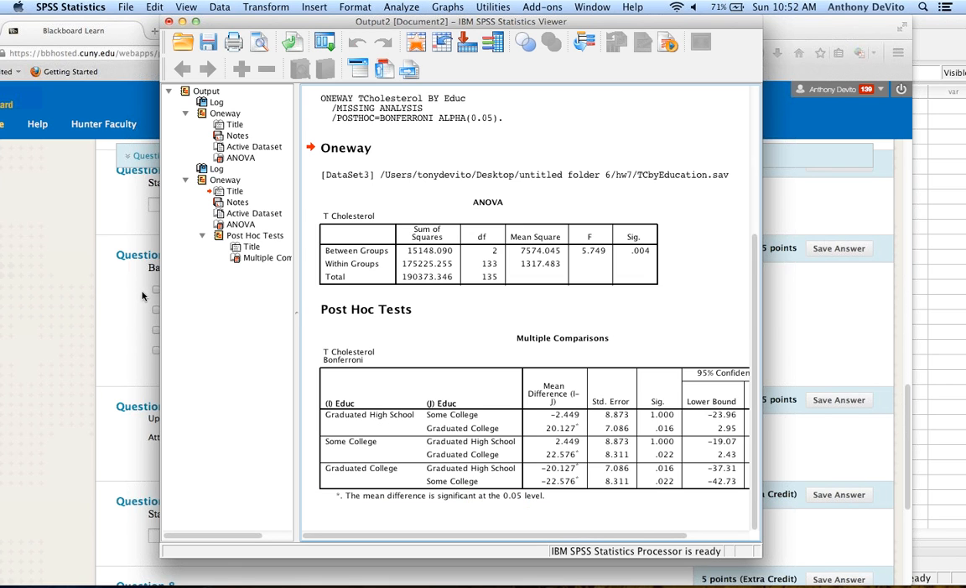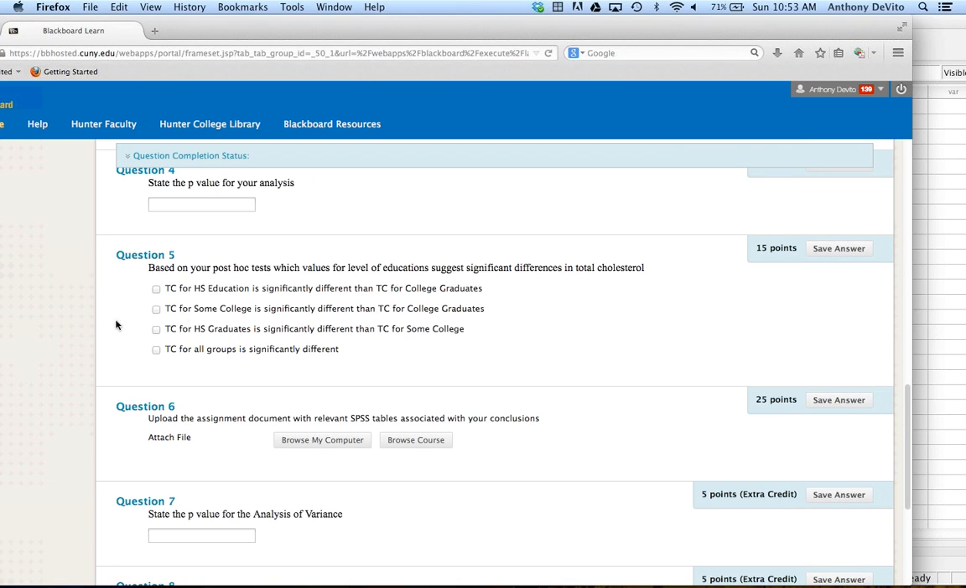You have to figure out which box is there. You can go ahead and check that there is a significant difference. But for graduated high school versus graduated college, it is a significant result because this is less than 0.05. So high school, graduated college. That one definitely we check off. I'll leave it up to you to decide on the others.